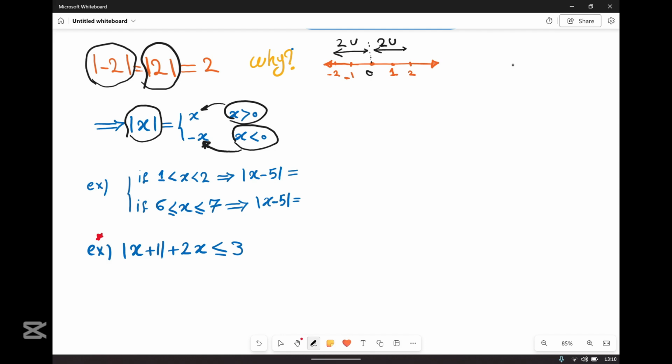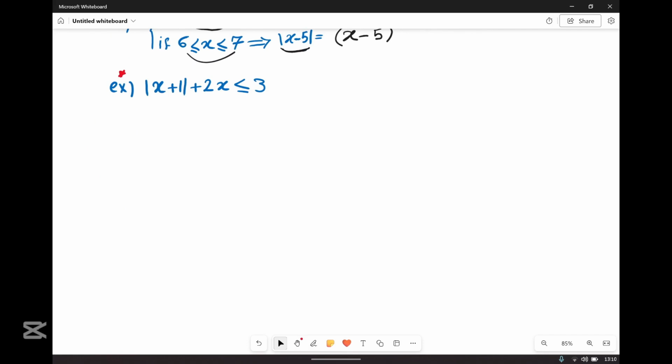For example, a simple question: when x is between 1 and 2, what is the value of |x - 5|? Every time the expression inside the absolute value is negative, it must come out with a negative sign in front of the parenthesis. Therefore the answer is -x + 5. For x between 6 and 7, it doesn't need the negative sign, because the output is positive, and exactly x - 5 comes out.